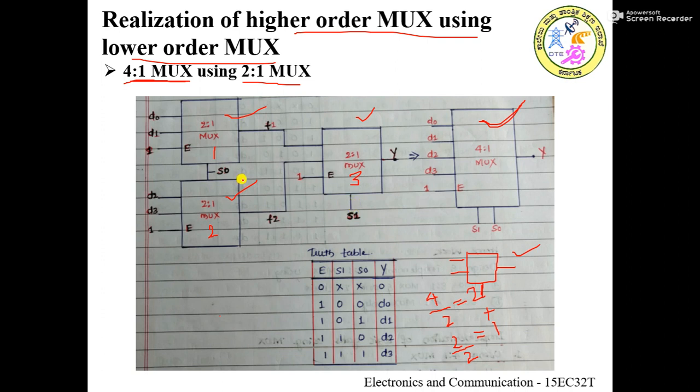Okay, now what is the confusion here? So which select line has to be designated as S0 and which select line has to be designated as S1? So there is a confusion here. So to resolve that, let's see the truth table first. So forget about enable here.